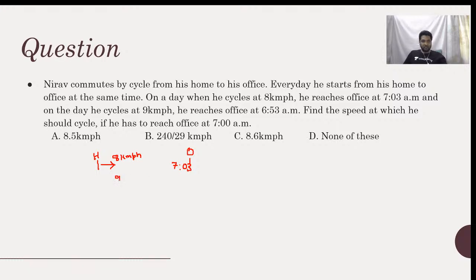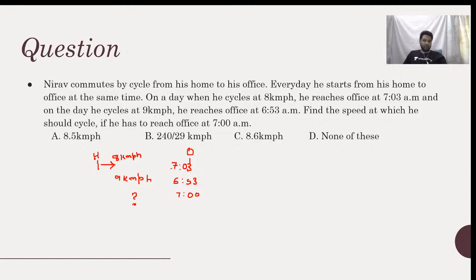Instead, if he travels at 9 kilometers per hour, he reaches at 6:53 a.m. Find the speed at which he should cycle if he has to reach the office at 7 a.m. If he has to reach the office at 7 a.m., at what speed should he travel?